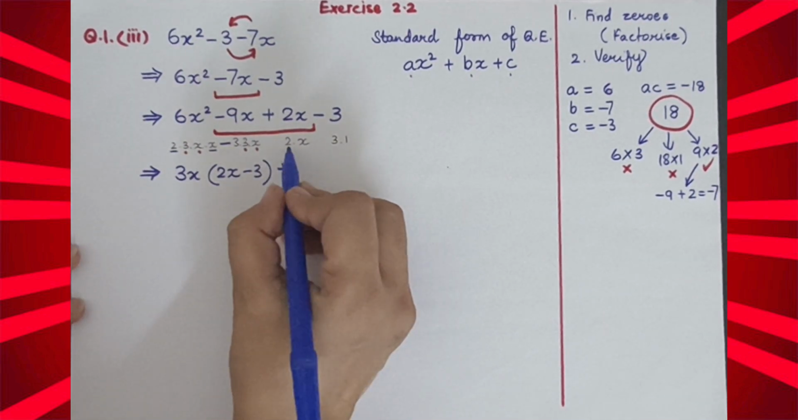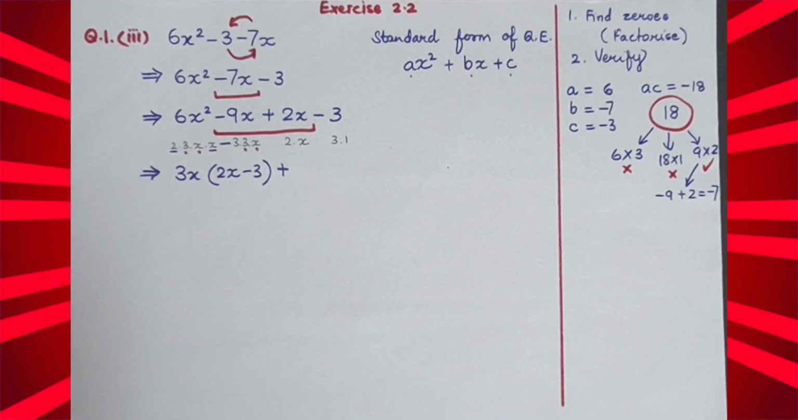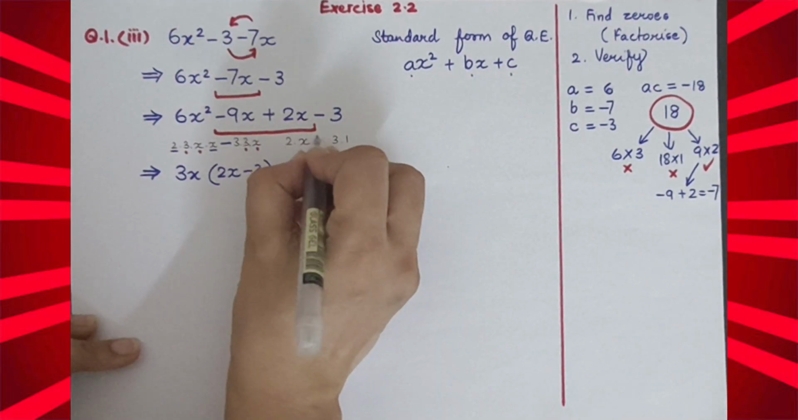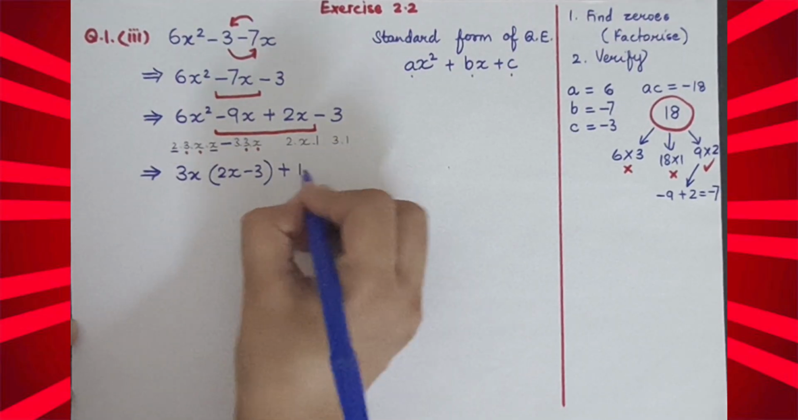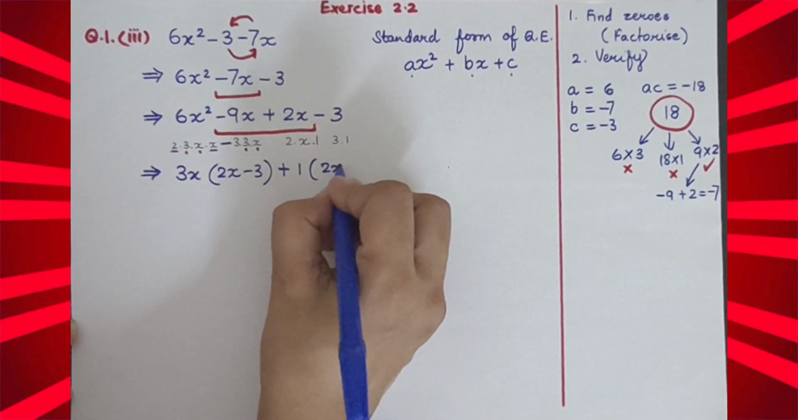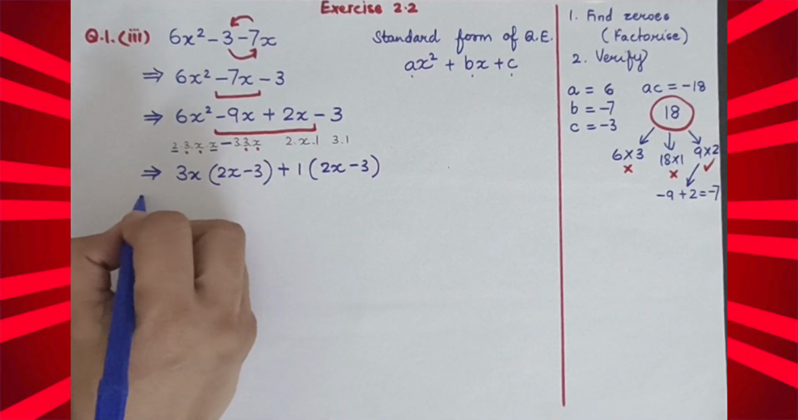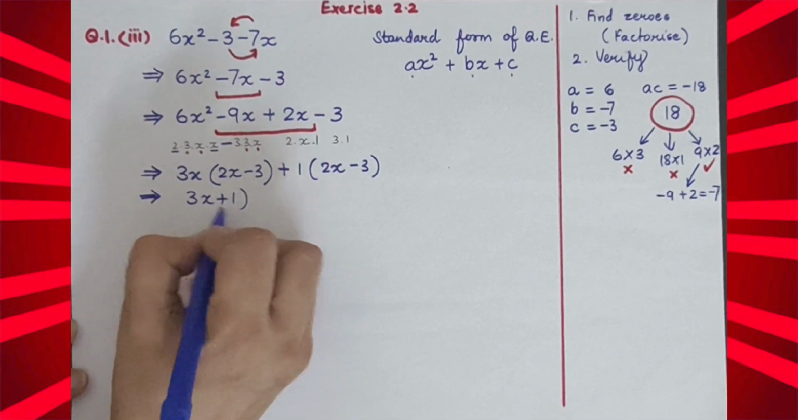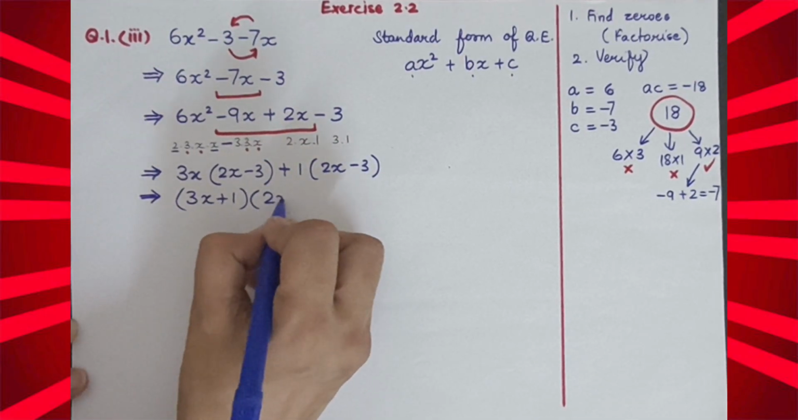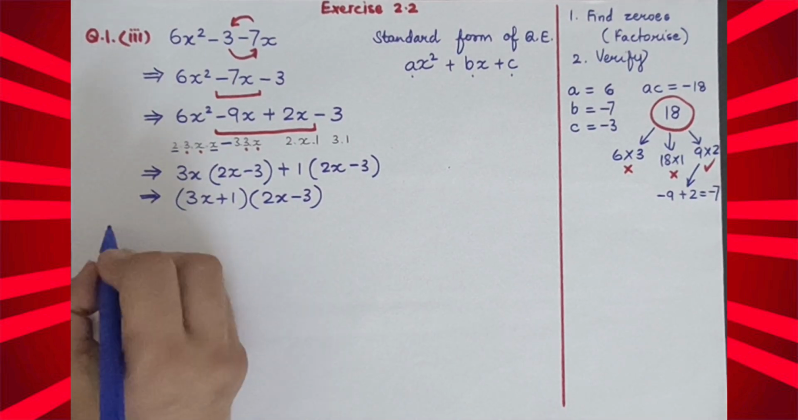Next is plus. Now nothing is common in the third and the fourth term. When nothing is common, that means that 1 is the only common factor there. So we take 1 as common and the rest of it we put inside the bracket. Now rearranging the terms, we have 3x plus 1 as the first factor and 2x minus 3 as the second factor. So we have factorized our polynomial.